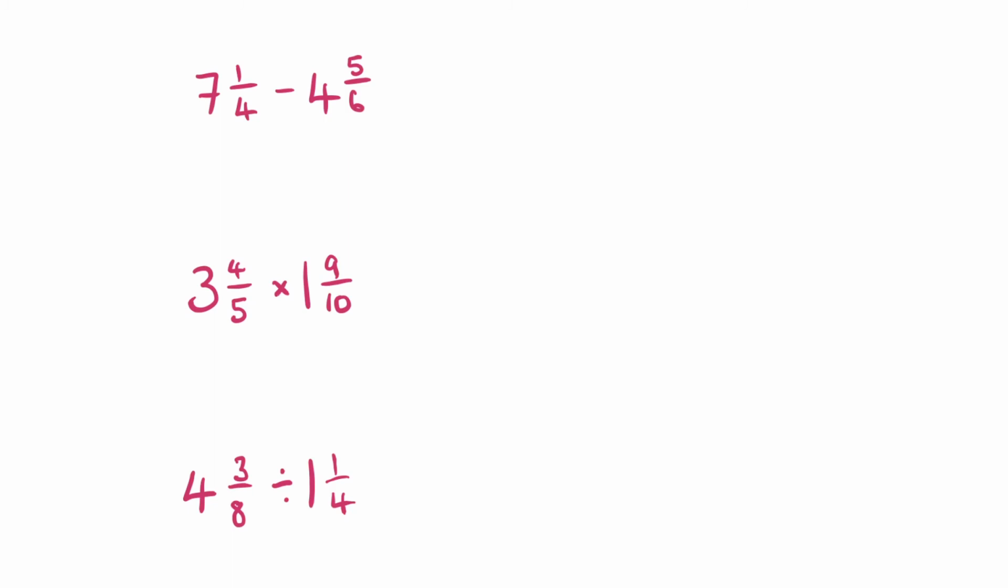Okay, oops. So what we've got 7 1/4, and then we're taking away 4, and we've got to take away 5 6 as well, because if we're taking away 4 and 5 6, we've got to take away the 4 and we've got to take away the 5 6. So in our whole numbers, we've got 7 take away 4 is 3, and then we've got 1/4, and we need to take away 5 6.